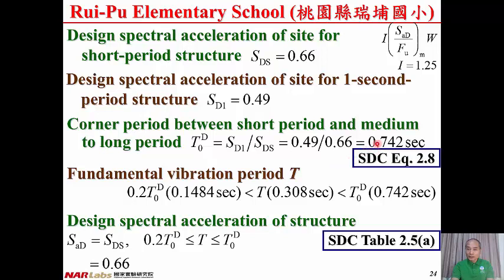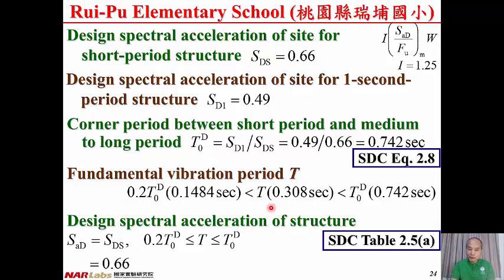I think there's a mistake here. It's 0.742 second, 0.742 second, no mistake, that's okay. According to equation 2.8 of the seismic design code, the fundamental vibration period T equal to 0.308 second.